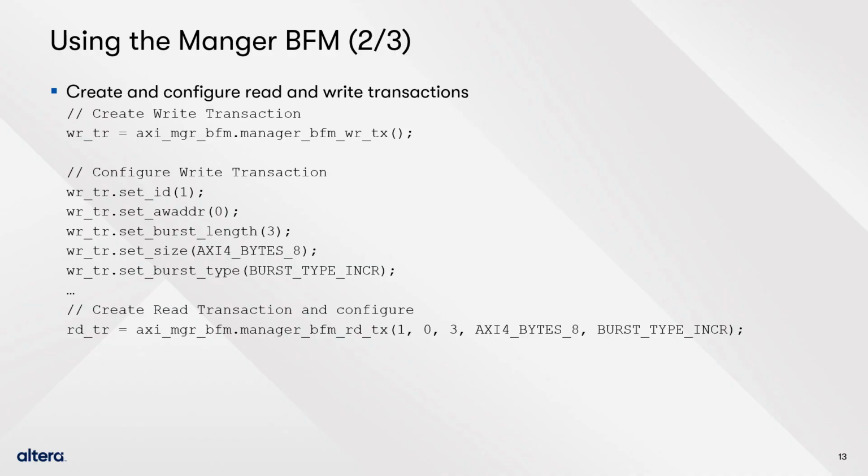Then the next step is to create and configure our read and write transactions. There are two ways to do this. The first is that we can just create the transaction, like we see here when we create our write transaction, and then individually configure it: set the ID, set the address, set the burst length, the size, and the burst type. Or, as we can see in our read transaction, we can create the read transaction and configure it all in the same command.